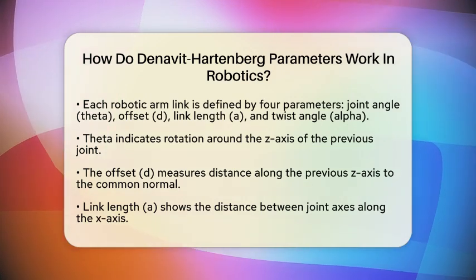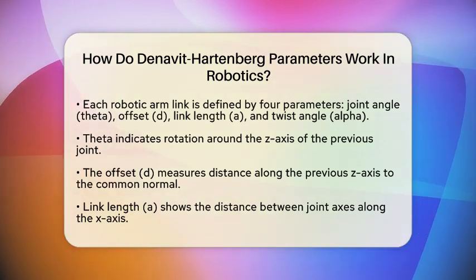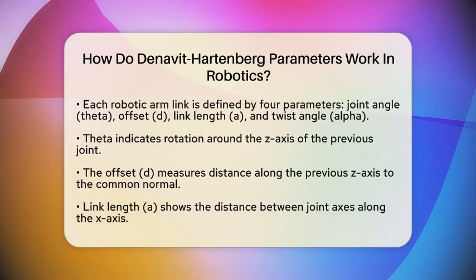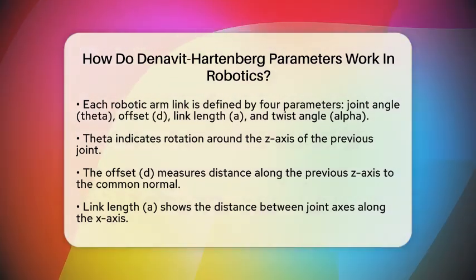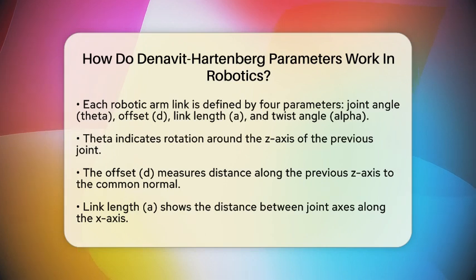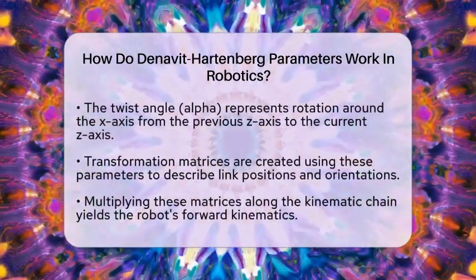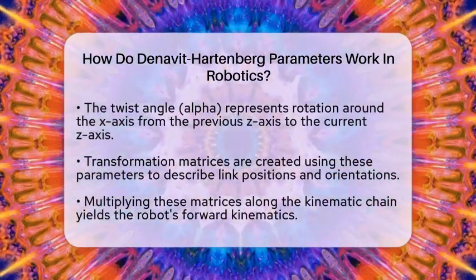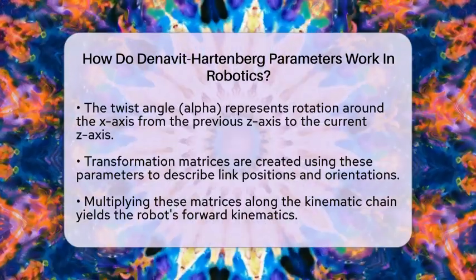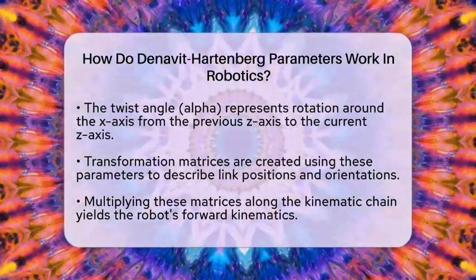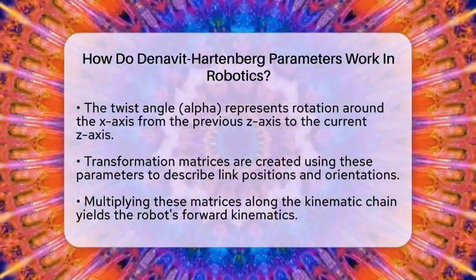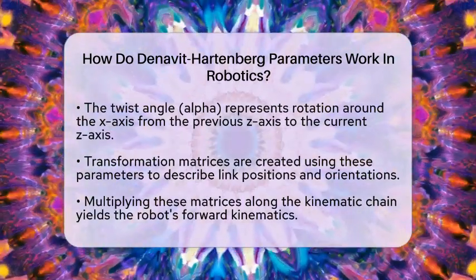By applying these four parameters, engineers can create transformation matrices. These matrices describe the position and orientation of each link in space. When these matrices are multiplied together along the kinematic chain, they yield the forward kinematics of the robot. This means that engineers can calculate the position and orientation of the end-effector, which is the part of the robot that interacts with the environment, based on the joint parameters.